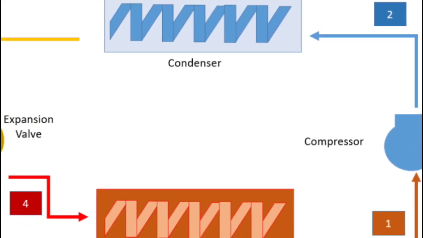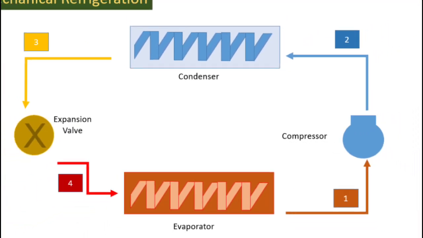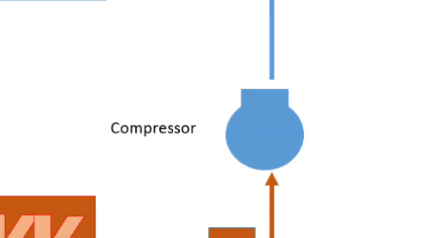Now we will talk about mechanical refrigeration. Mechanical refrigeration has four basic components. One is the compressor. The compressor is known as the heart of the refrigeration system. It compresses refrigerant vapor and causes it to flow in the system. Because of it, the refrigerant circulates through the cycle.